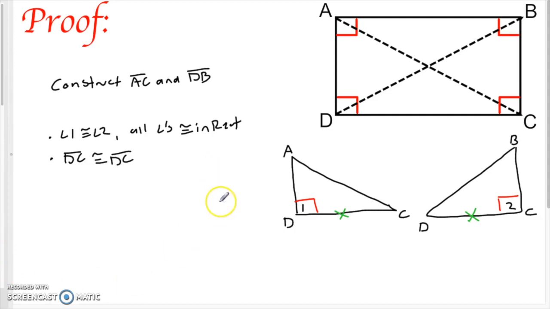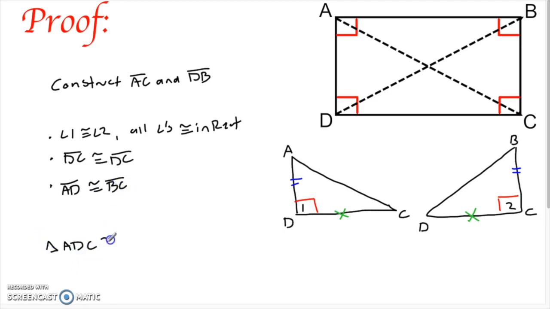So if we pop back to our rectangle here, since I know opposite sides are congruent, that would let me say that AD is congruent to BC, right? So if I get AD congruent to BC, now I've got triangle congruence. Triangle ADC is congruent to triangle, let's see, BCD, and that's by side angle side.